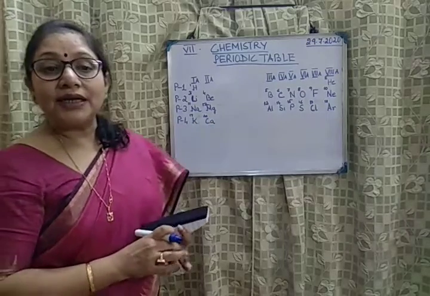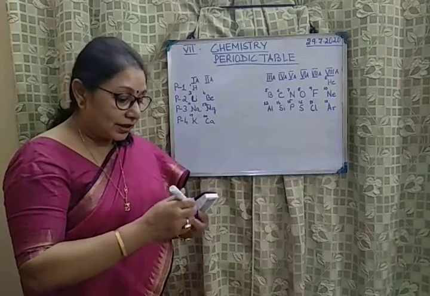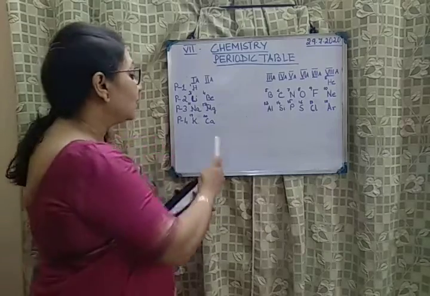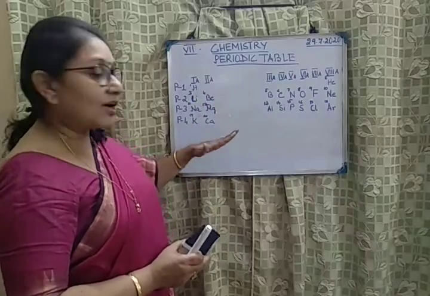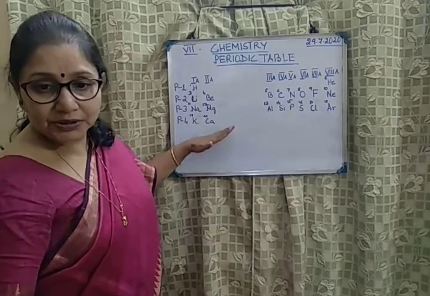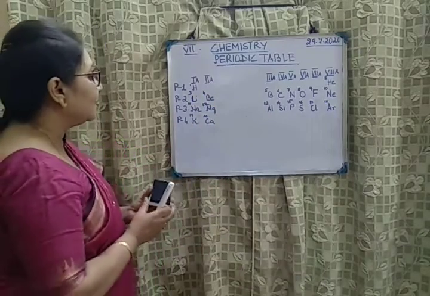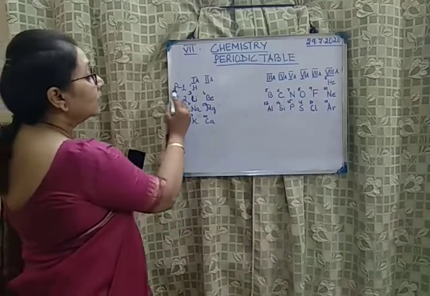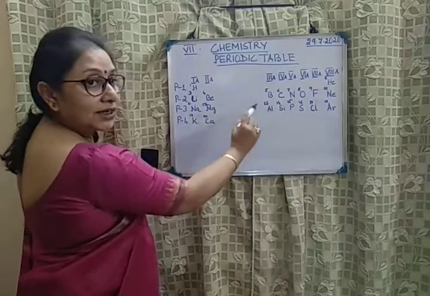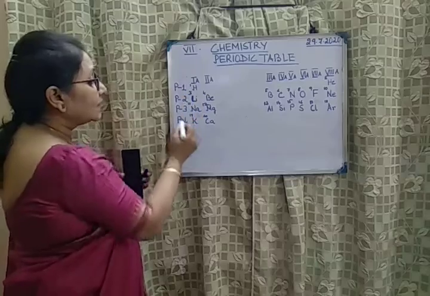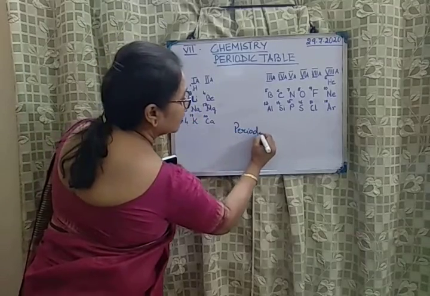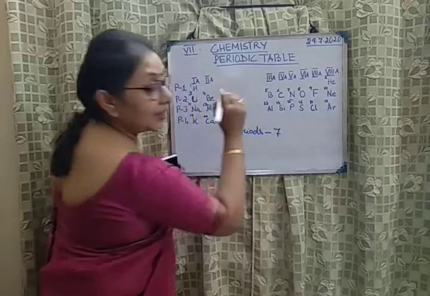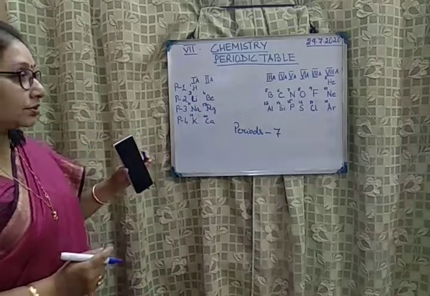You have 20 elements which you have to learn according to the increasing order of their atomic number. There are many elements. You have the first 20 in your syllabus. In a periodic table you will find there are 7 horizontal rows. These horizontal rows are called the periods. They are 7 in number, 7 horizontal rows.